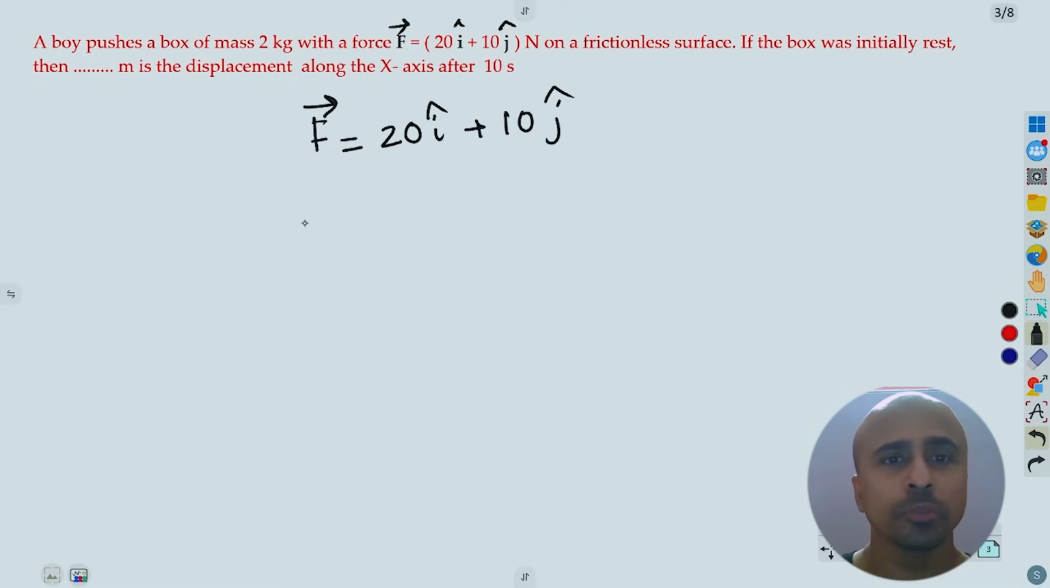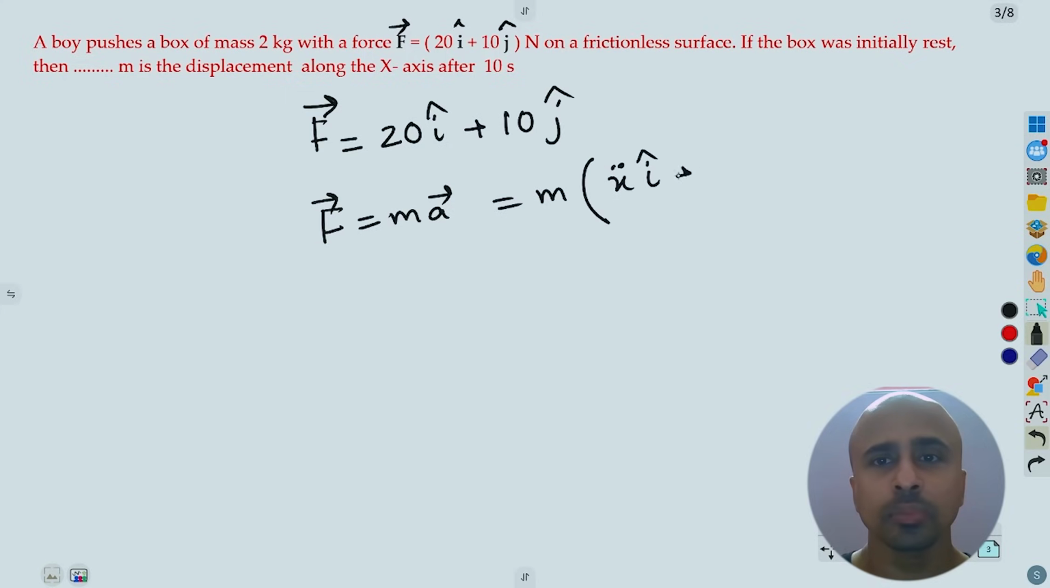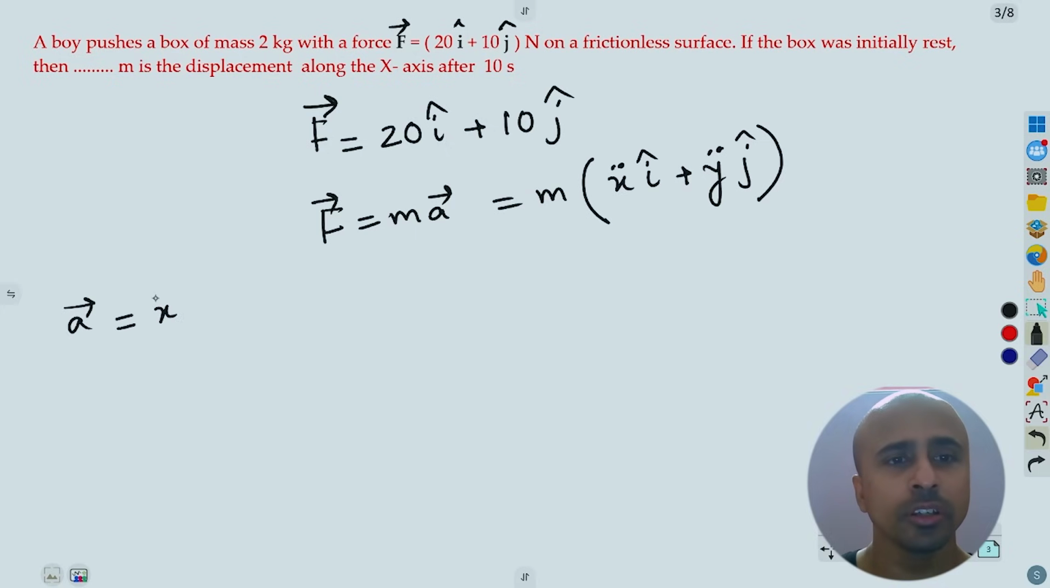and we also know from Newton's second law that force equals mass times acceleration, right? That is m times acceleration. Here the acceleration will be x double dot i cap plus y double dot j cap, right? So this is the acceleration. The definition of acceleration in vector form: a vector equals x double dot i cap plus y double dot j cap. And this is given as this one.